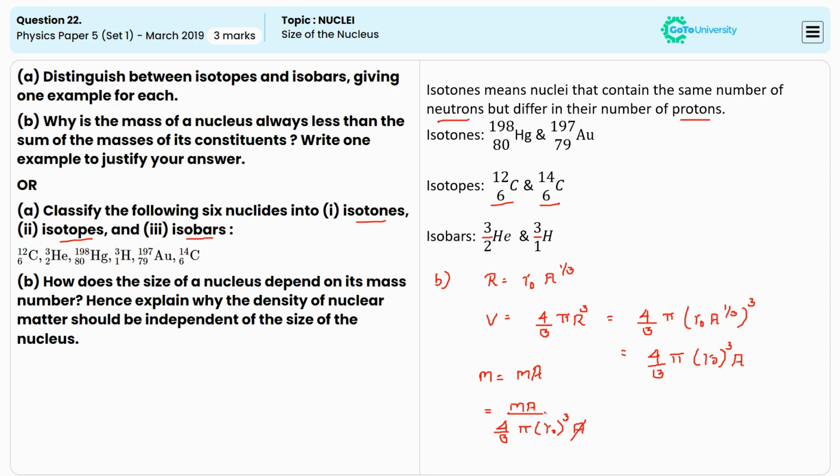Then A and A will get cancelled. Then the denominator will go to the numerator. Then this becomes 3 times M divided by 4 pi R naught cube. So this is the nuclear density. Then we can easily say that nuclear density is independent of the size of the nucleus.